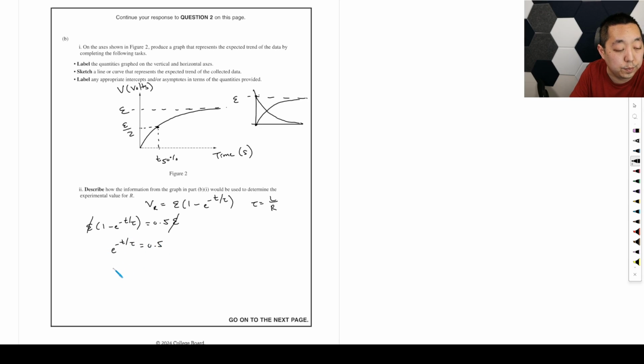And that means you take the natural log of both sides. Negative t over tau is equal to ln of 0.5. So the time constant, this is t 50%, T 50%, which is equal to L, so you want to solve for tau. Tau is going to be negative t 50% over ln 0.5. And that's equal to L over R, R equivalent.